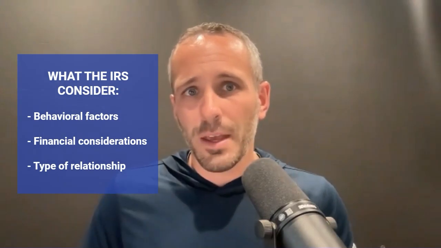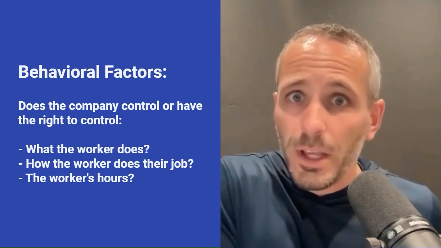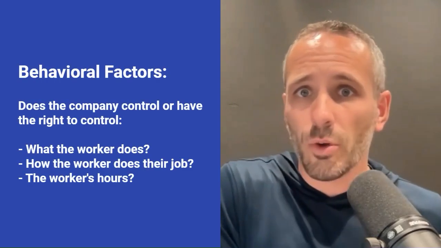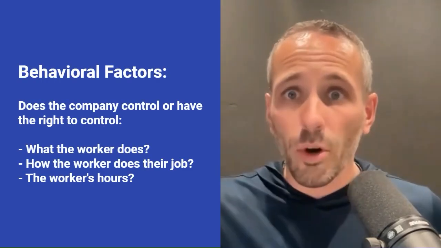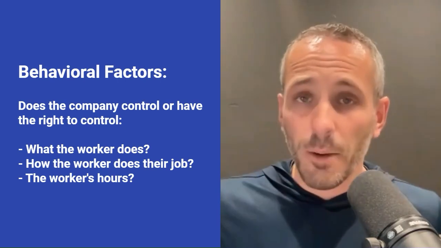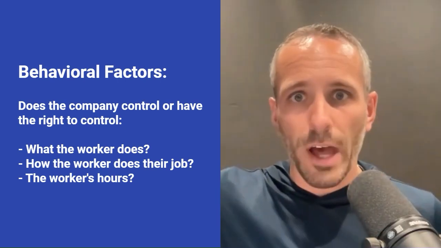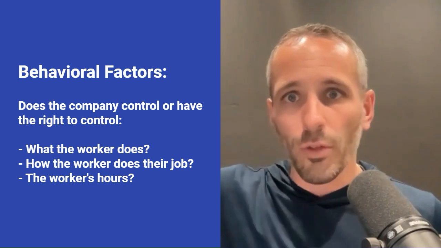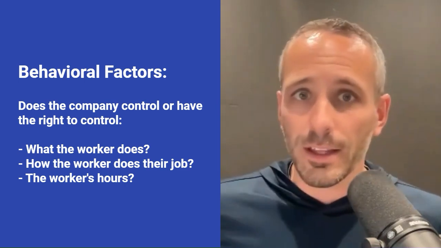relationship. So the IRS, when they talk about this, they have three kind of things that they look at: behavioral, financial, and type of relationship. So when you look at behavioral, that's really where the control does. Does the company control or have the right to control what the worker does, how the worker does their job? Is the company that's hiring them have the control of that, how they're doing the work, what they're doing, when they do it, things like that?